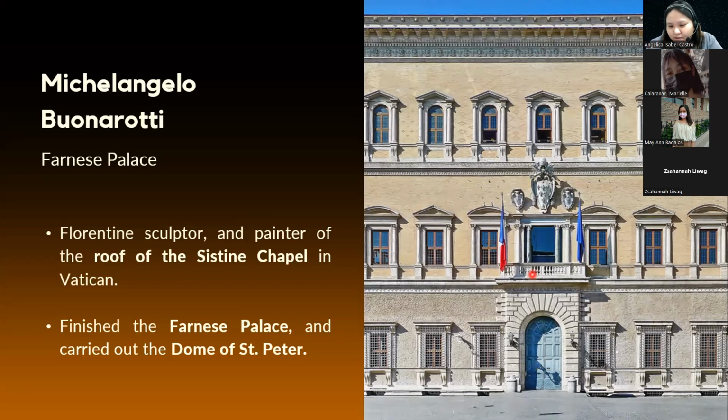Is it Mariel? The Last Judgment, I think it was in the wall. In the Sistine Chapel, ma'am. Yeah, it was in the Sistine Chapel, but I think that was not in the ceiling. I think that was the one in the wall. The west wall, ma'am. It's on the wall, right? The Last Judgment was painted on the wall.